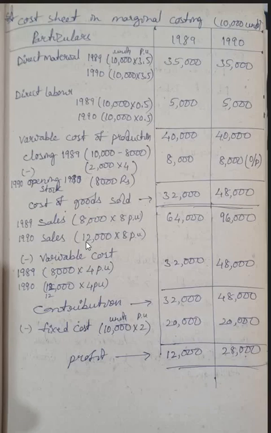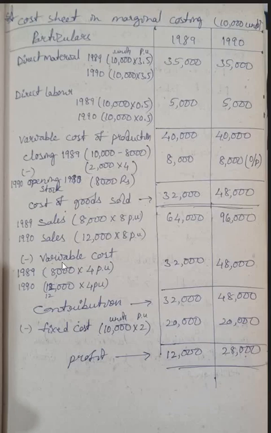How did we sell 12,000? Because the closing of 2,000 units from last year was carried forward to next year. That's why it becomes 12,000. 10,000 it has produced and 2,000 got added from last year. So it becomes 12,000 into 8, your selling price per unit. You will get 96,000 as the sale. In 1989, 64,000; in 1990 you got 96,000 as the sale.